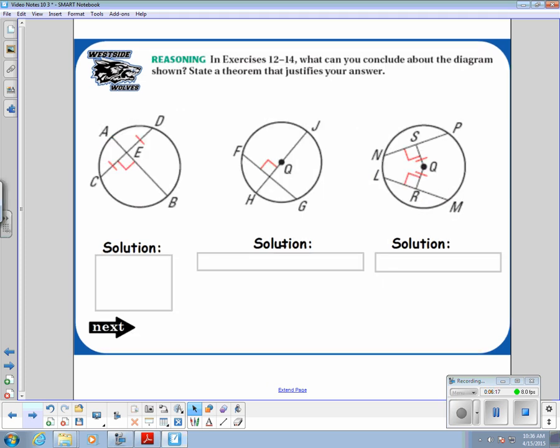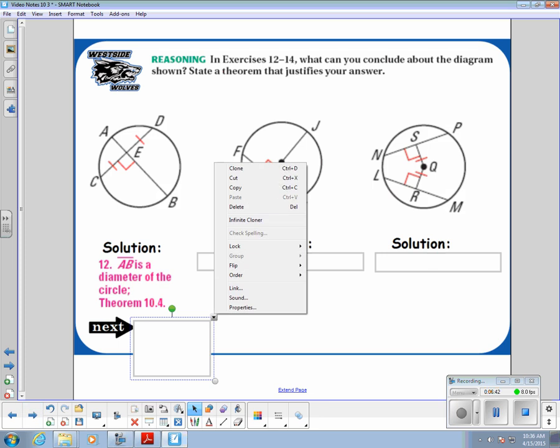All right. So this one says, what can you conclude about the diagram shown? State a theorem that justifies your answer. So what can we look at this picture and say? Okay, we already know this right angle, we already know this is bisected. But do we know if AB is a diameter? And so you should be able to say yes, because we had that theorem 10.4, which said that if it's perpendicular and bisects, then it must be a diameter.